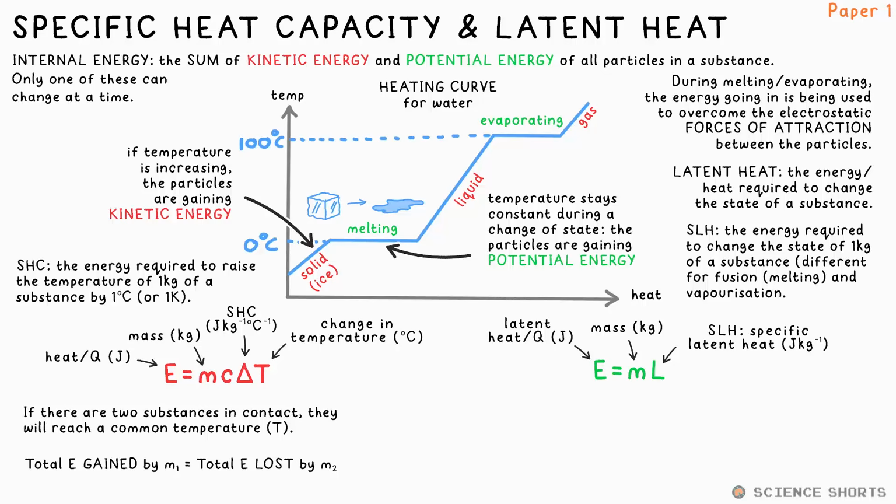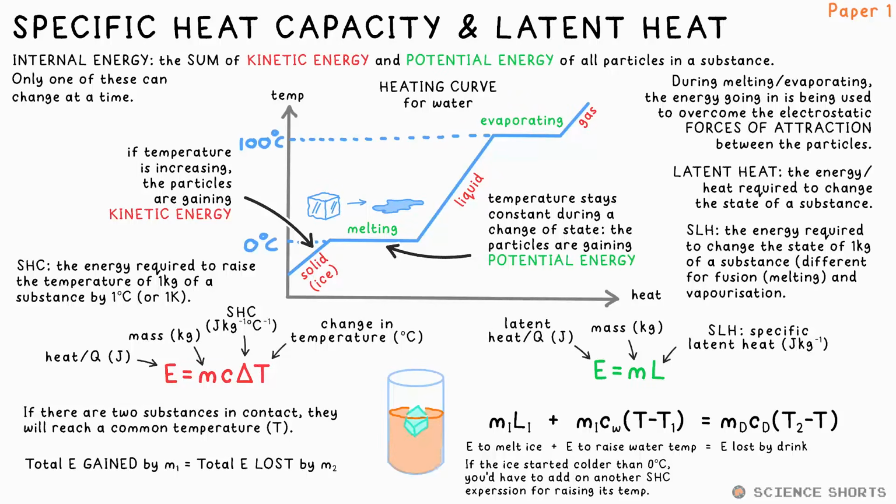SLH of a substance tells you how much energy is needed to change the state of 1 kilogram of it. You probably know all of this from GCSE, to be honest, but the questions you can get can be fairly complicated at A-level. For example, you might get two substances at different temperatures touching and they reach a common temperature. In that case, you equate the SHC equations for both, but replace delta T with T minus T1 for the colder substance or object and T2 minus T for the hotter one. Then expand, multiply out, rearrange and factorize to find the common temperature T.